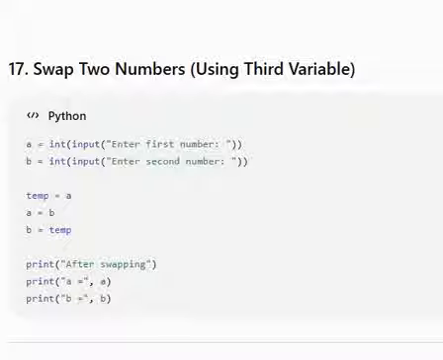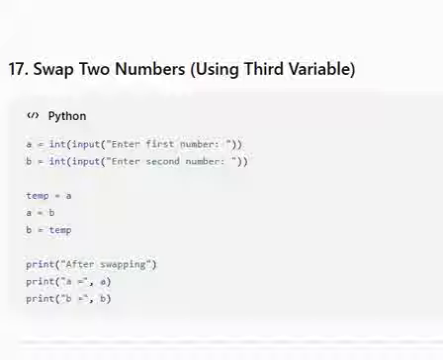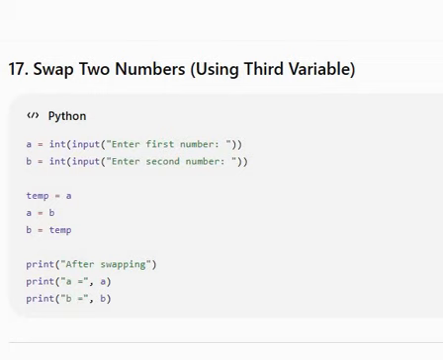B is equal to temp. The temp value is assigned to B. Previously temp is 10, so now 10 is assigned to B. Put it on paper. Temp is equal to A is equal to 10. A is equal to B is equal to 20. B is equal to temp is equal to 10. So A 10, B 20 are interchanged. Now A becomes 20 and B becomes 10.